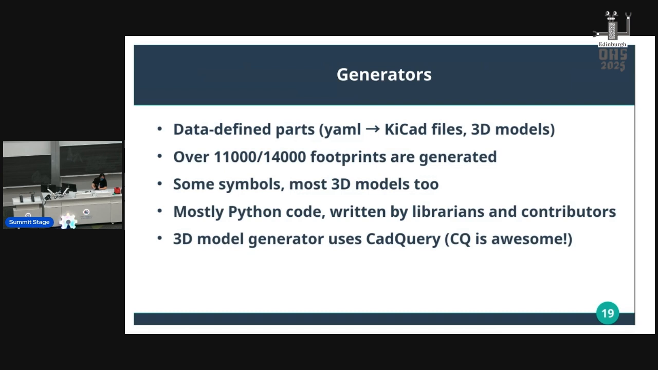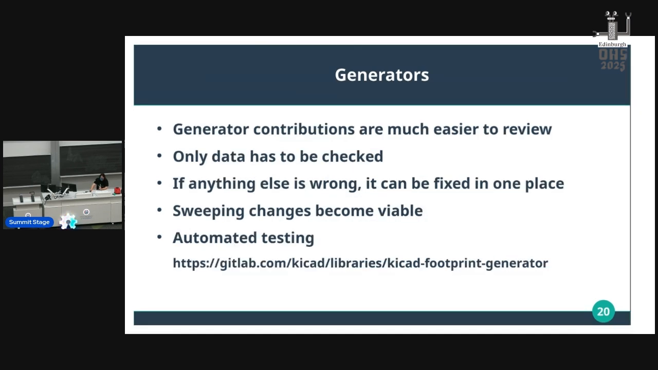We can generate most footprints, many 3D models, and some symbols. This is mostly Python code. It's written by librarians and contributors. And the 3D generators use CadQuery as a backend, which, by the way, is awesome. So generators also make life easier for contributors because they know that anything coming out of the generator meets all the baseline requirements. And the only thing that they need to make sure of is the correctness of the data. If something is wrong with the generators, we can fix that in one place for all of them instead of having to fix each individual output part.